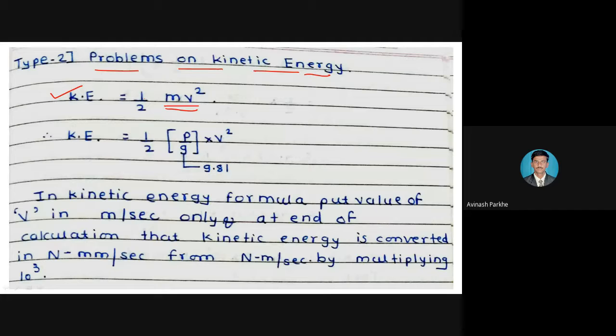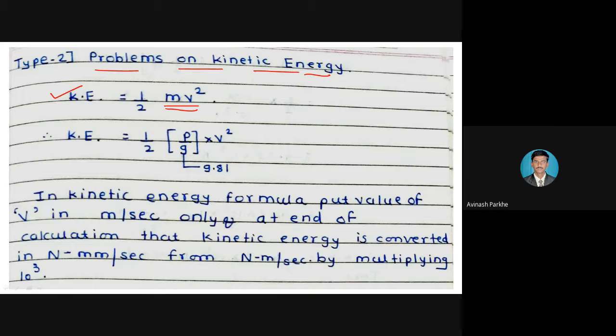Okay. So we'll discuss type number 2, that is problems on kinetic energy. We have the formula for the kinetic energy calculation: kinetic energy is equal to 1/2 mv square. Sometimes in the statement, if the mass is given, we can use that mass as it is for the kinetic energy calculation. Velocity is given, maybe in meter per second. So that velocity or speed also we have to put in, and we have to find out the kinetic energy.